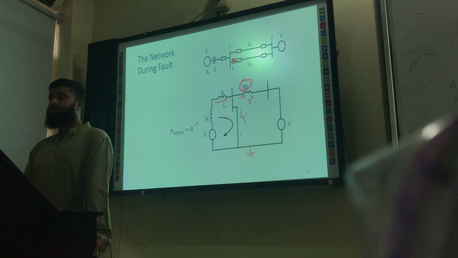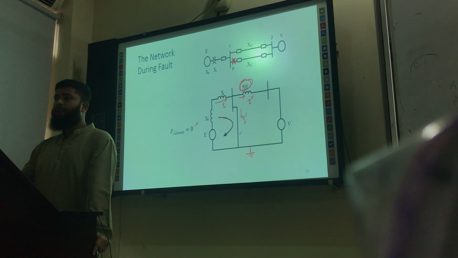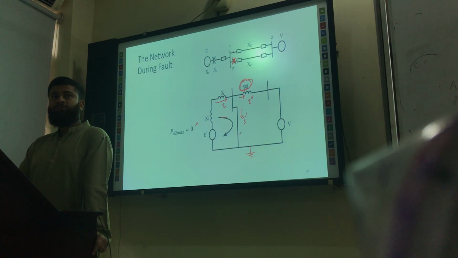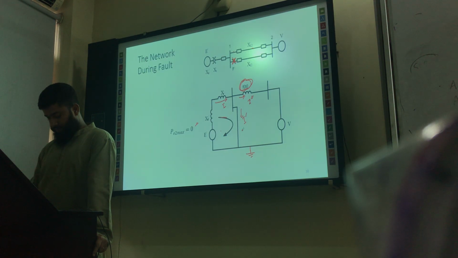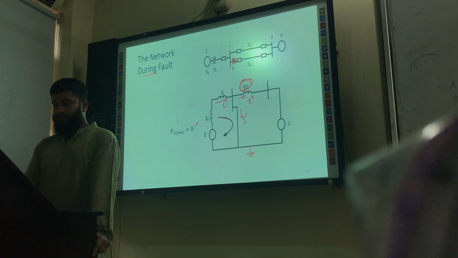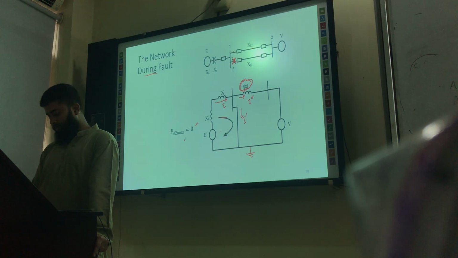Can you recall, maybe you have solved some problem for the balanced fault and unbalanced fault, right? So for the balanced fault, we can analyze only one phase. And for the unbalanced fault, we have to analyze all three phases, right? So as this is the balanced fault, that's why we are drawing only the single phase. And in this during fault case, the power flow will be completely zero.